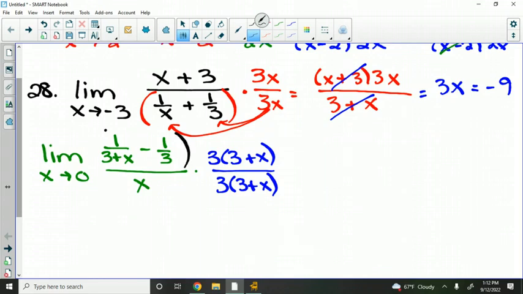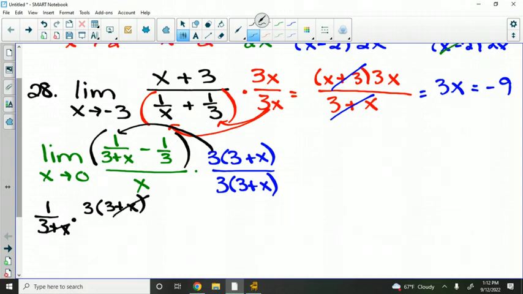Here's why we're not going to distribute. When I do this part right here, that first arrow, it's 1 over 3 plus x times 3 plus x. See how it's easier to think about how they cancel? So then there's just a 3 left. Minus, what's 1/3 times all of that? So it's 1/3 times 3 plus x. Just these 3's cancel. 3 plus x.